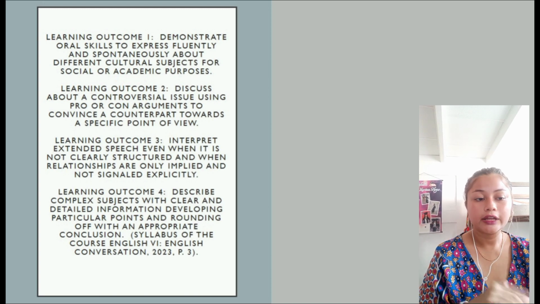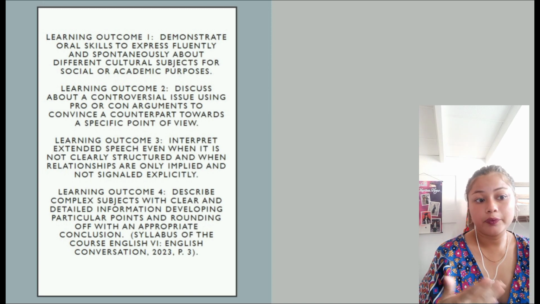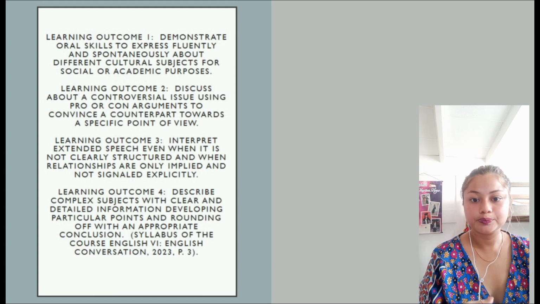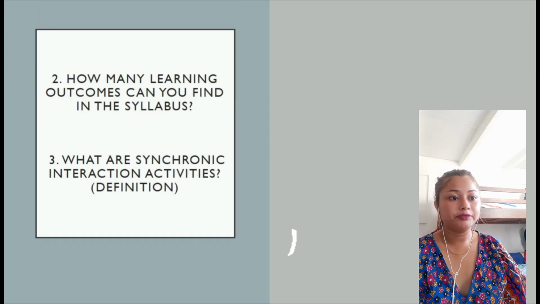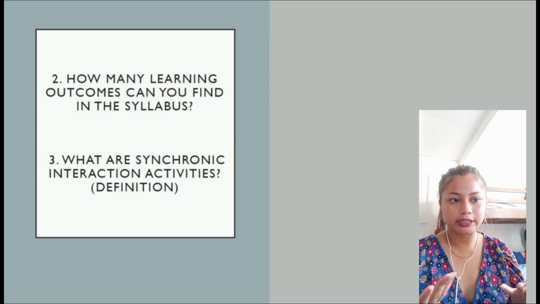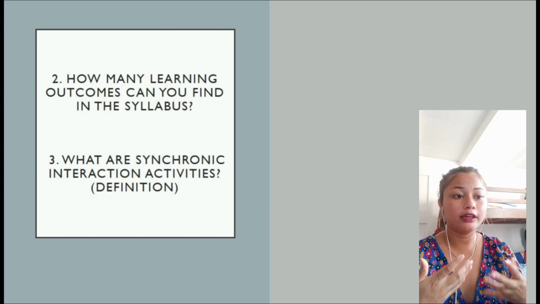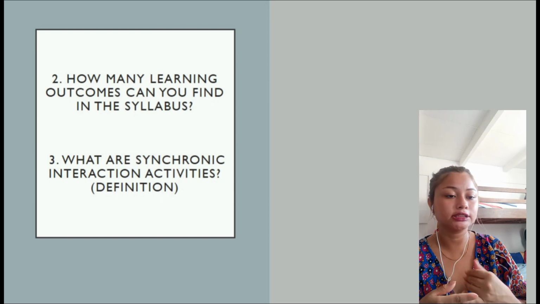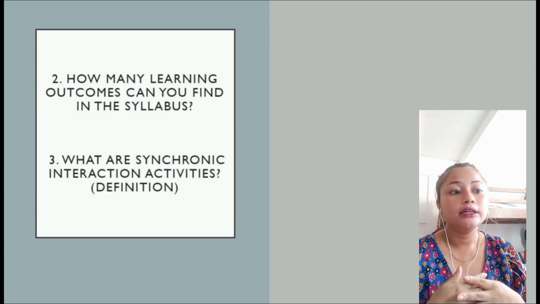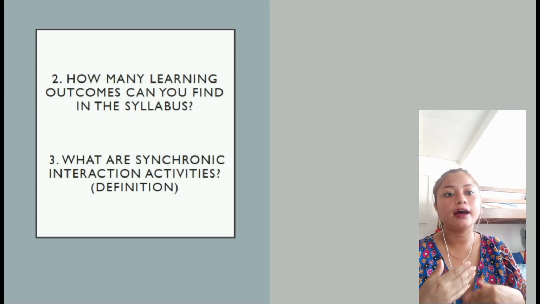Learning outcome 4: describe complex subjects with clear and detailed information, developing particular points and rounding off with an appropriate conclusion. These types of activities are the ones that allow us to generate communication and collaboration in real time. The teacher guides and directs the learning session and can make use of tools such as chat, video calls, or virtual classrooms. In this type of activities, it is possible to clarify doubts, receive immediate feedback, and guidance.